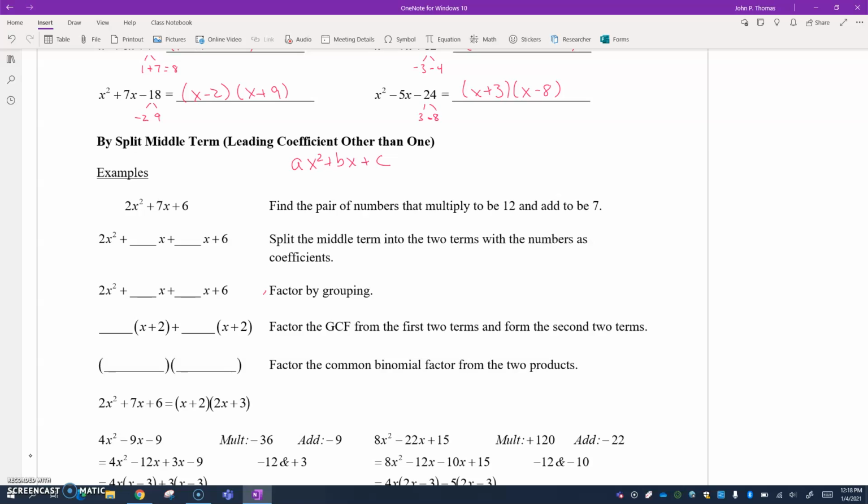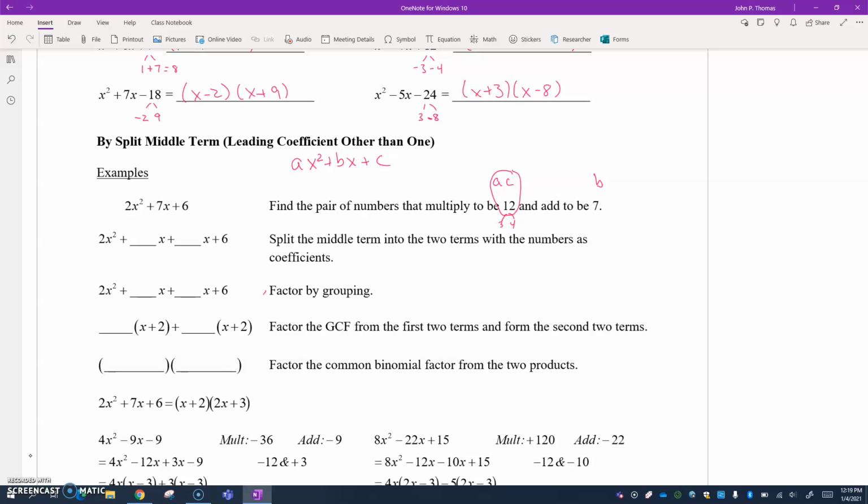All right, so the first thing we're going to do is find a number pair that multiplies to a times c. So this 12 is the a times c. And it adds to b. So multiplies to ac, adds to b. In this case, that's 3 and 4, because 3 plus 4 is 7, 3 times 4 is 12.